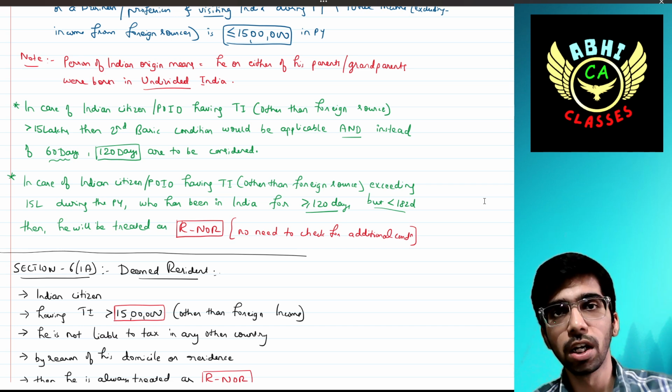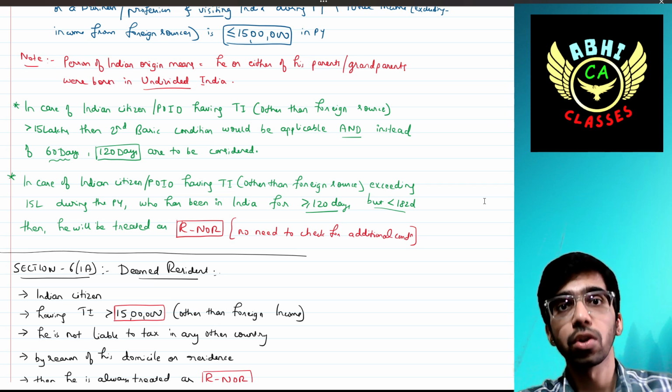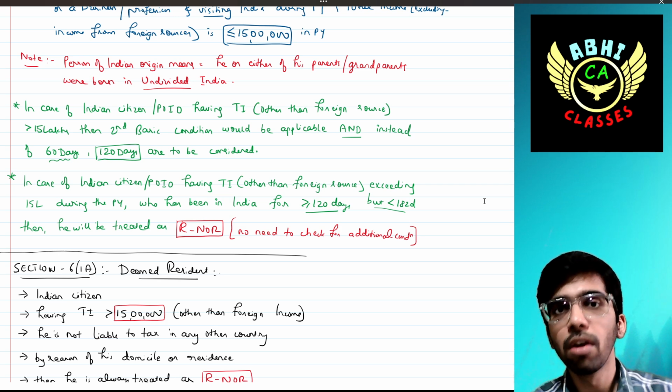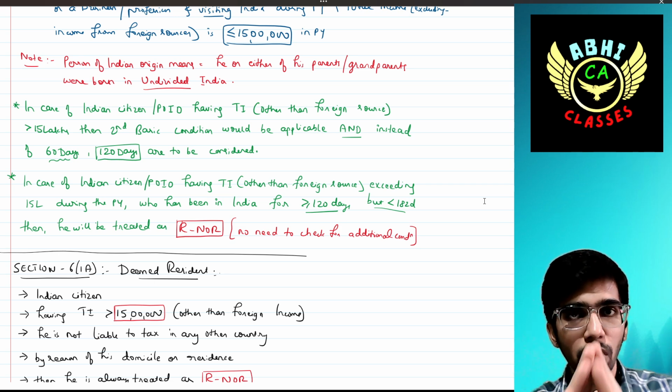In addition to the first basic condition, if the first basic condition is not satisfied, we should see the second basic condition also in this case, because his income is more than 15 lakh, right? We should see whether he is satisfying it or not, and in that particular case only. I hope you have understood.